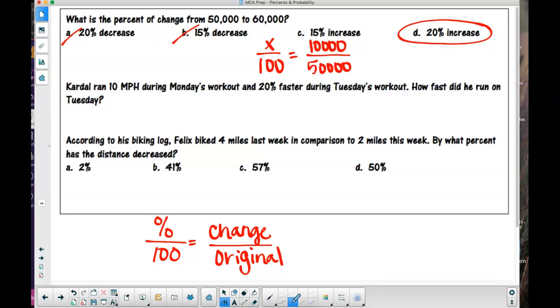Now, most likely, they're going to give you some sort of word problem like this one. Cardell ran 10 miles per hour during Monday's workout and 20% faster during Tuesday's workout. How fast did he run on Tuesday? Okay, so let's set this up. Do we know the percent? Yeah, it's 20%. So 20 over 100. Do we know the change or the original? We know the original. The original is 10.